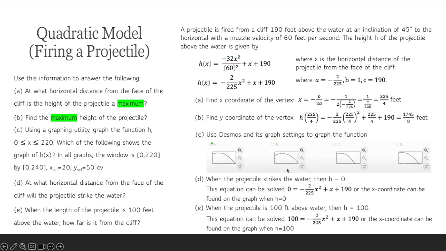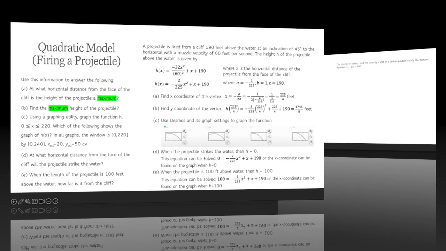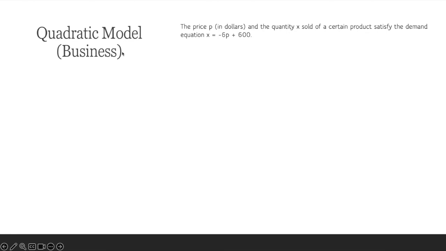Okay, so now this is it. On this part here, I will present a problem in business that is also modeled as a quadratic equation. So let's read here. The price P in dollars and the quantity X sold of a certain product satisfy the demand equation X equals negative 6P plus 600.